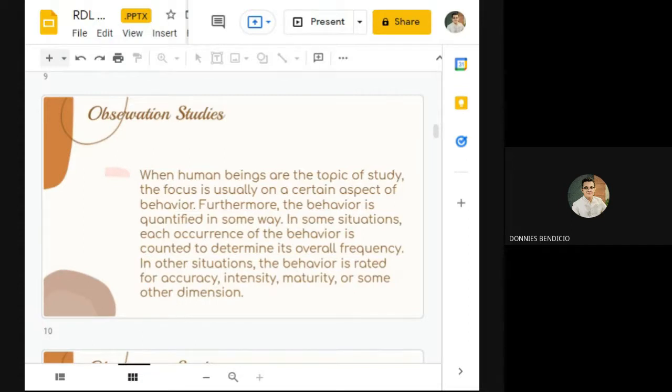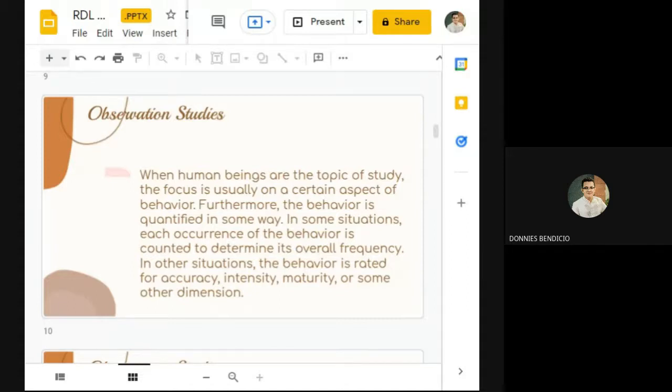So we try to identify ano yung actions for this particular situation, ano yung behavior nila kapag ganito yung question natin. Okay, ano naman yung mga responses nila kapag ganito yung mga sinasagutan nila ng mga questions. Okay, we have to determine them for us to identify, or we have to quantify as well ano yung mga behavior occurring within the situation. Kaya nga pinapagamit tayo ng standardized test or standardized questionnaire. So the behavior is rated for accuracy, intensity, maturity, or some other dimension.